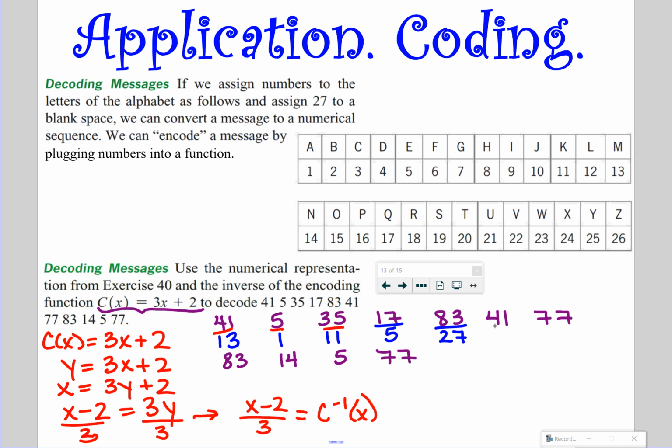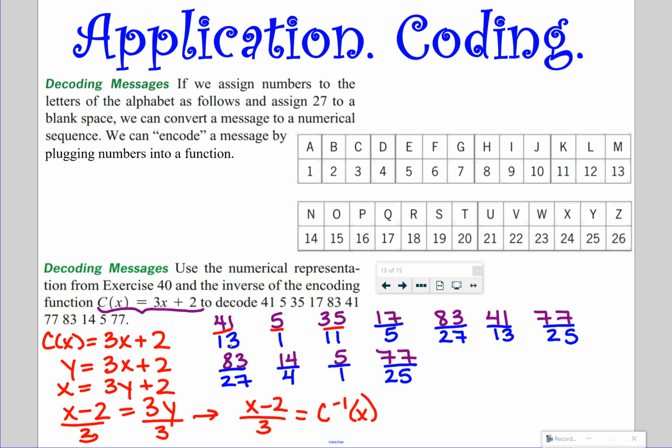41 we already had earlier, that was 13. 77 minus 2 is 75, divided by 3 is 25. 83, we already had that, that was 27. 14 minus 2 is 12, divided by 3 is 4. 5, we already had that one, it was 1. And 77, we already had that one, it was 25. So now if you look at the blue numbers, you should be able to use the code at the top to figure out what the message was.